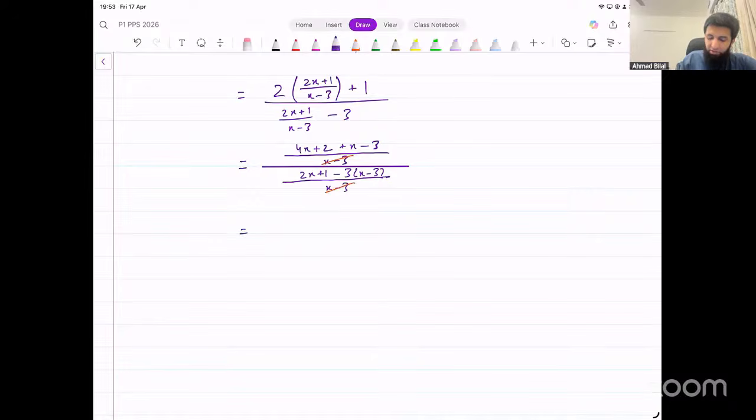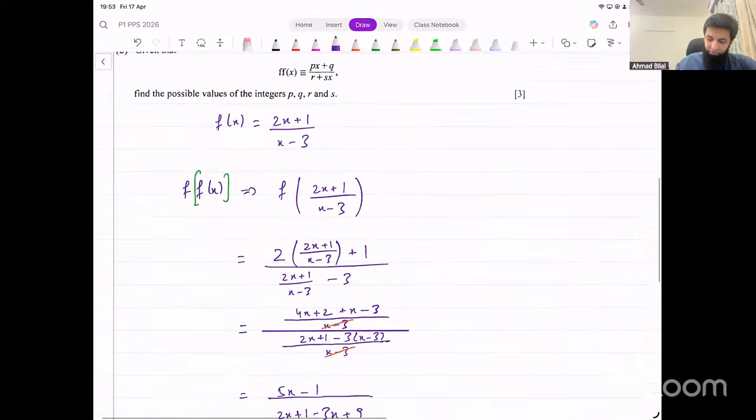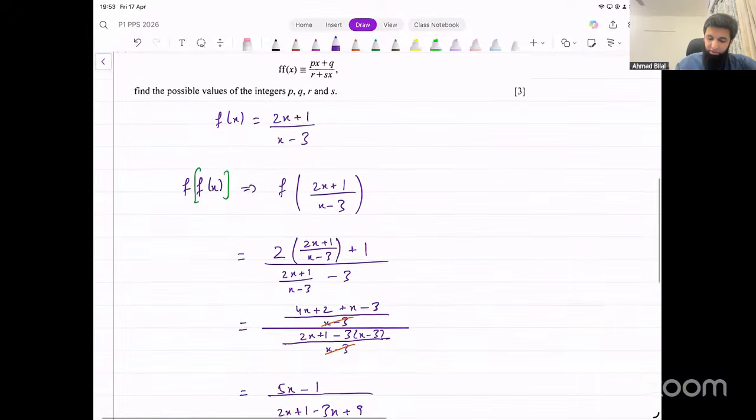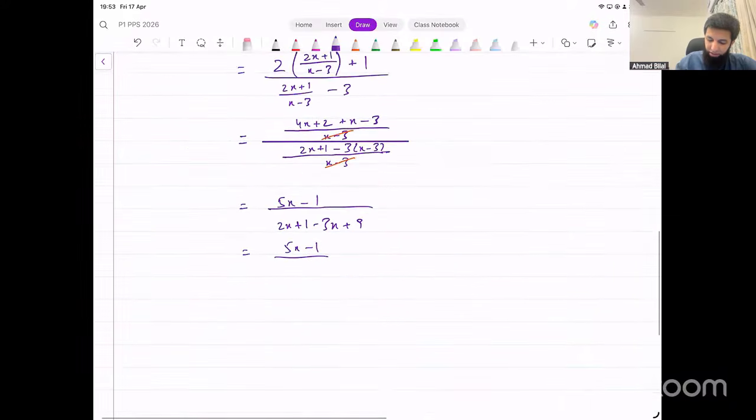What are we left with? In the numerator, we've got 5x minus 1. And in the denominator, 2x plus 1 minus 3x plus 9. And that simplifies further. What form did they want? Px plus q, and in the denominator they have the constant first. Let's write the constant first: 9 plus 1, which is 10 minus x. That is f of x.